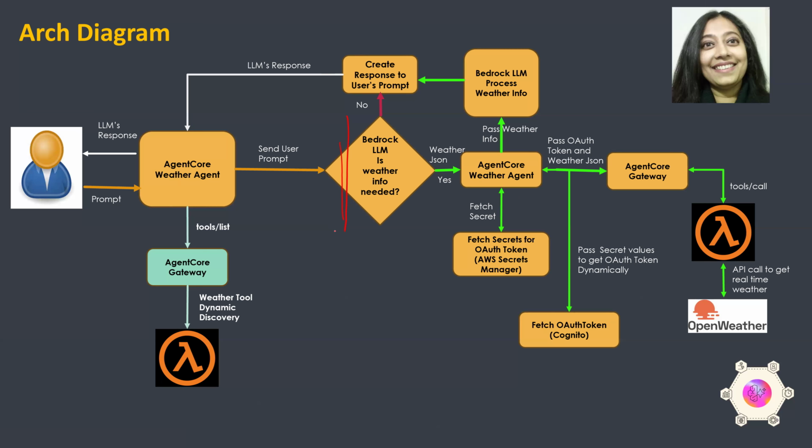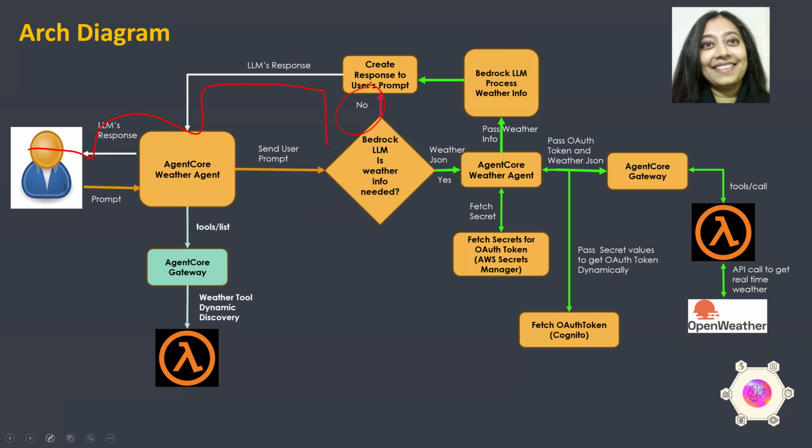That decision is made by the LLM. Whether to call that tool, and when to call that tool, is made by the LLM. The LLM makes that decision dynamically. That's the critical part, so there is no hard coding over here. If the user prompt was, what is the capital of USA? Then the info needed would be false or no, and this path would have been followed. So no weather tool calling is needed.